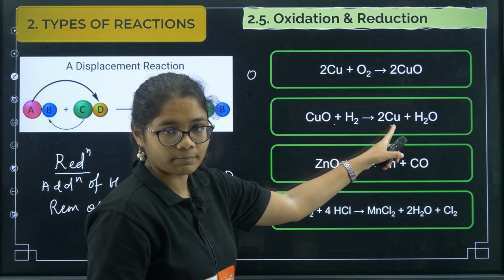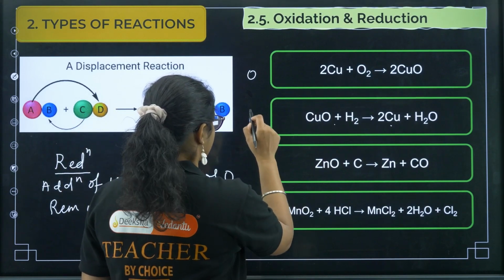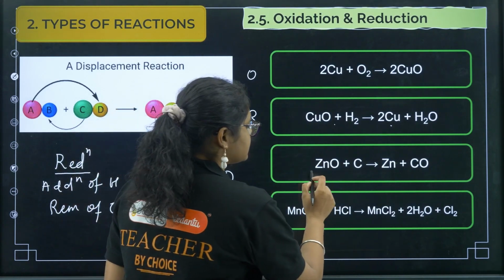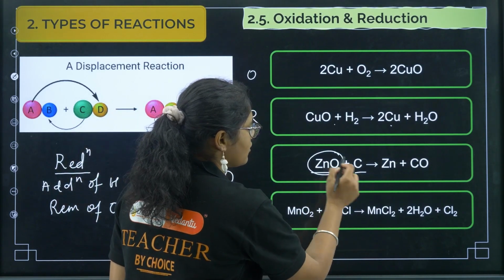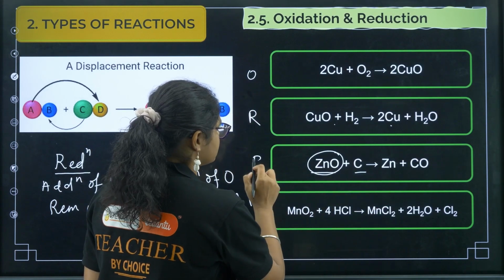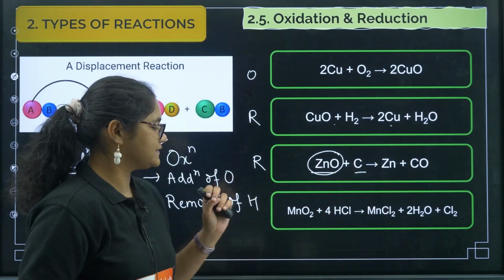Oxygen is removed from copper, so that is what? This is a reduction reaction. Now if you see zinc oxide and carbon, from zinc oxide oxygen has been removed, so this is also reduction. Let us see this example now.